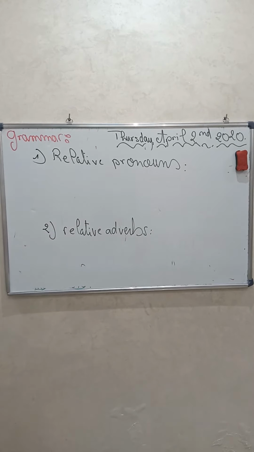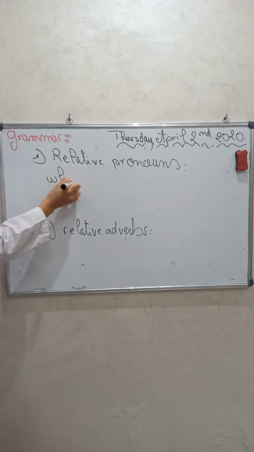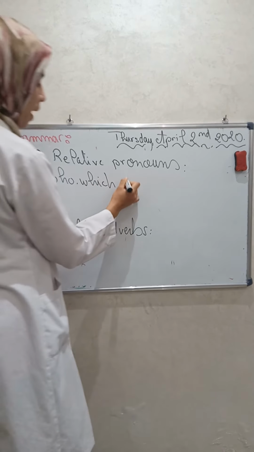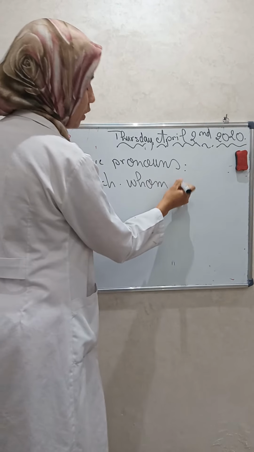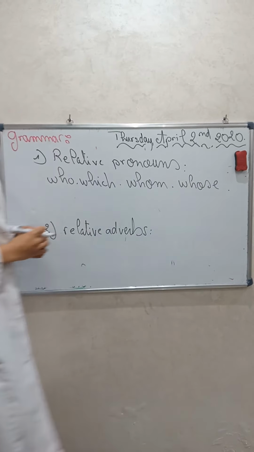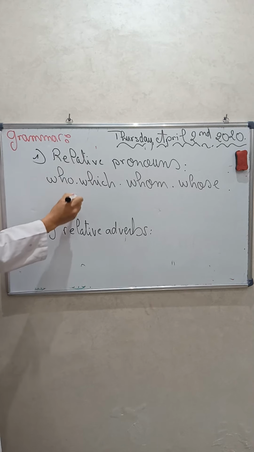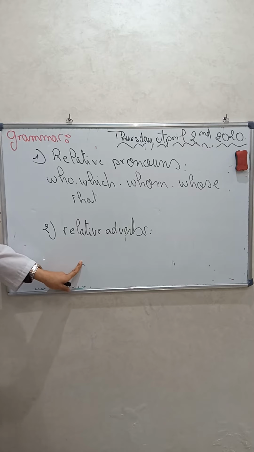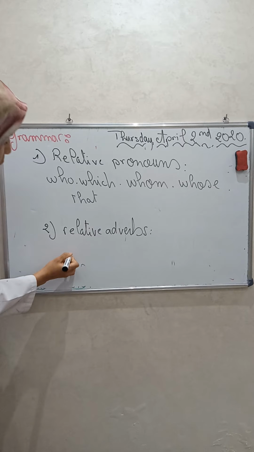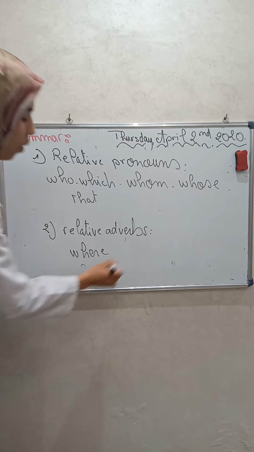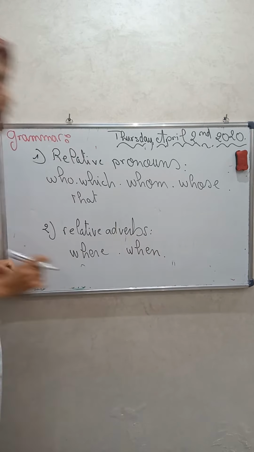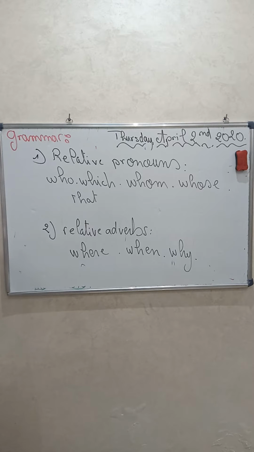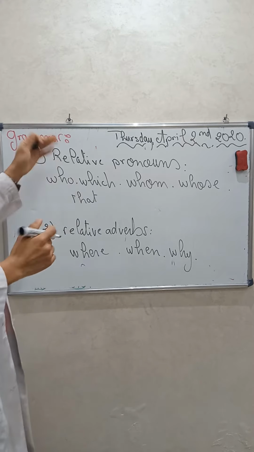We mean by the relative pronouns who, which, whom, whose. And of course, with who and which we may have also that. By relative adverbs, we mean where, when, and why. Okay? Now we are going to give examples of each.